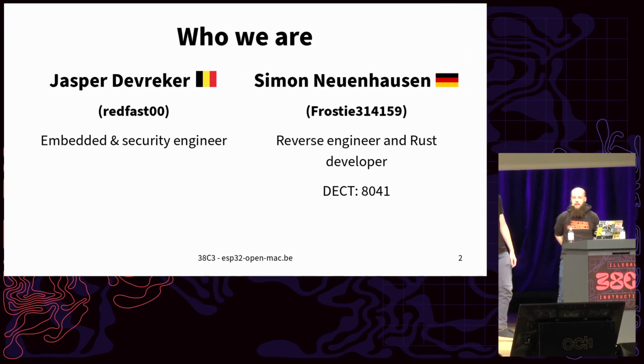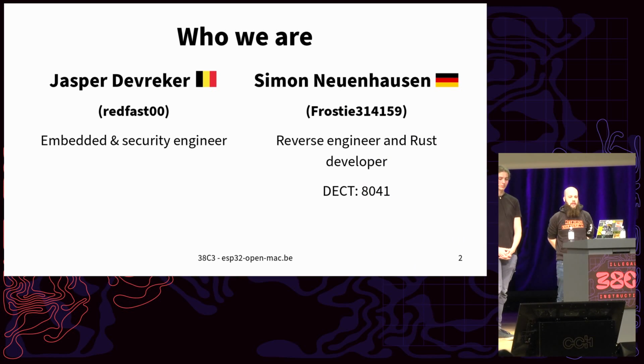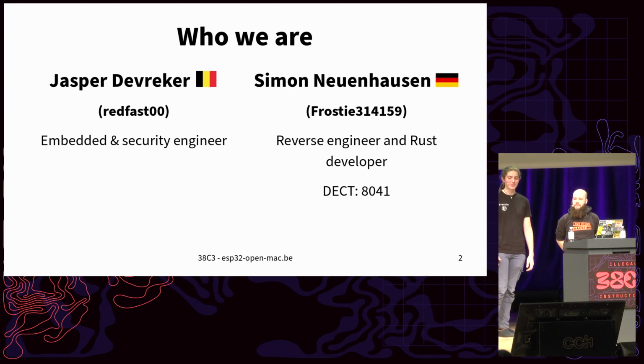So this is who we are. I'm Jasper, I'm from Belgium, and I mainly do embedded and security. Yeah, and I'm Simon, I'm from Germany. My nickname is Frosty314159. And I do reverse engineering and like Rust development. I also work a lot with Wi-Fi, and if you have any questions, there's my DEC number. You can also reach us at the site on the bottom of the slides.